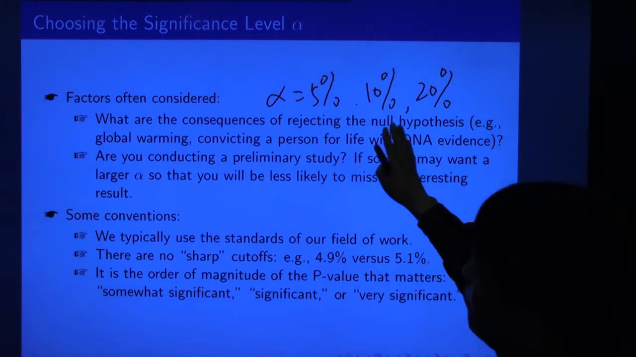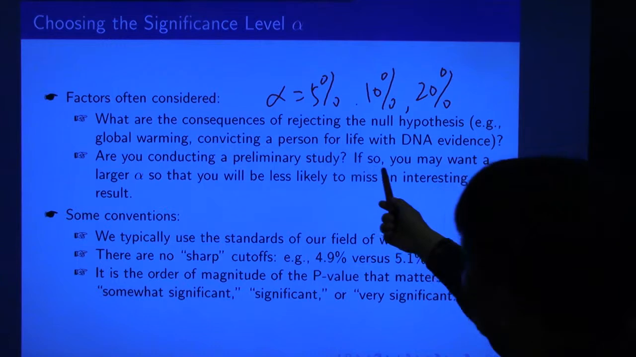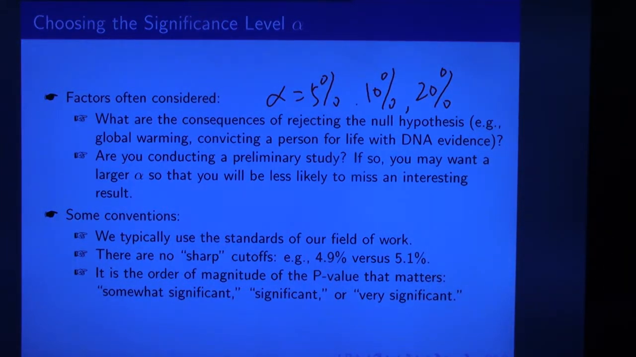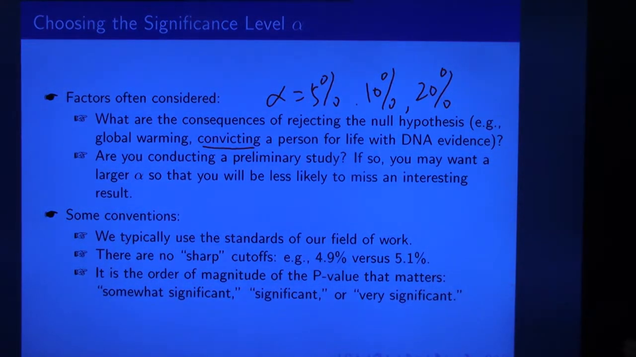But if you want to use this significance testing to convict a person for life with DNA evidence, how are you going to choose the significance level alpha? Because this is very serious. You'd better choose alpha small. So in this case, you want this significance level alpha to equal, for example, 1% or even less, 0.1% or maybe even smaller, because this is very important.